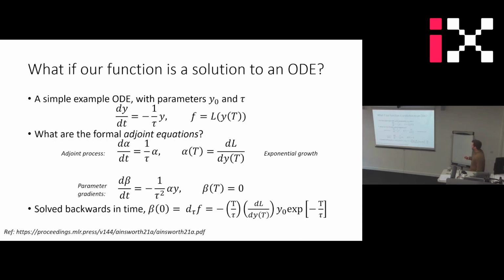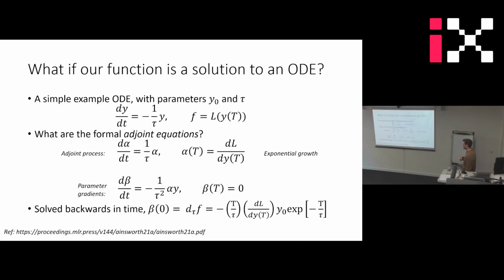But interestingly, we also solve these backwards in time, which is quite interesting. So the starting value for alpha here is the gradient of the loss with respect to the terminal value of y. And then our parameter gradients start off equaling 0. And then we solve back from t equals big T back to t equals 0. So we solve this one forward in time and these ones backwards in time. So now you can see why we call it an inverse problem as well.